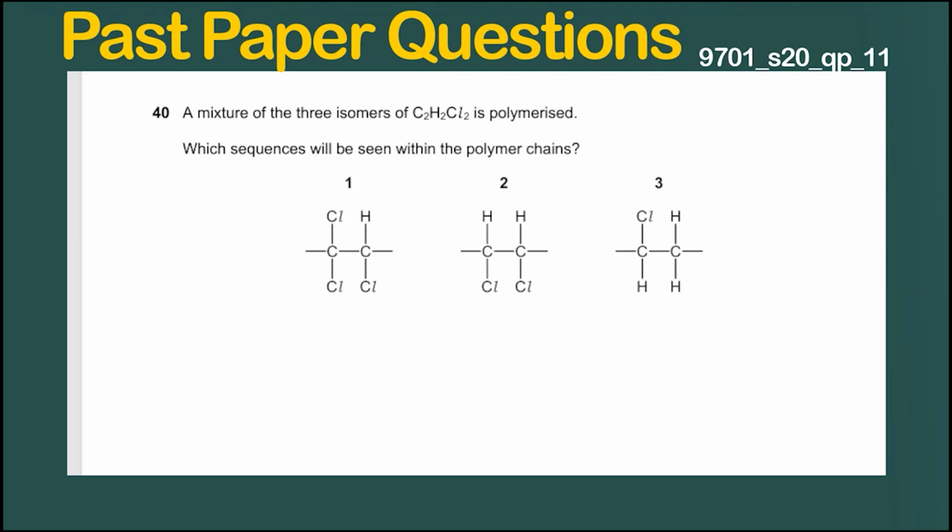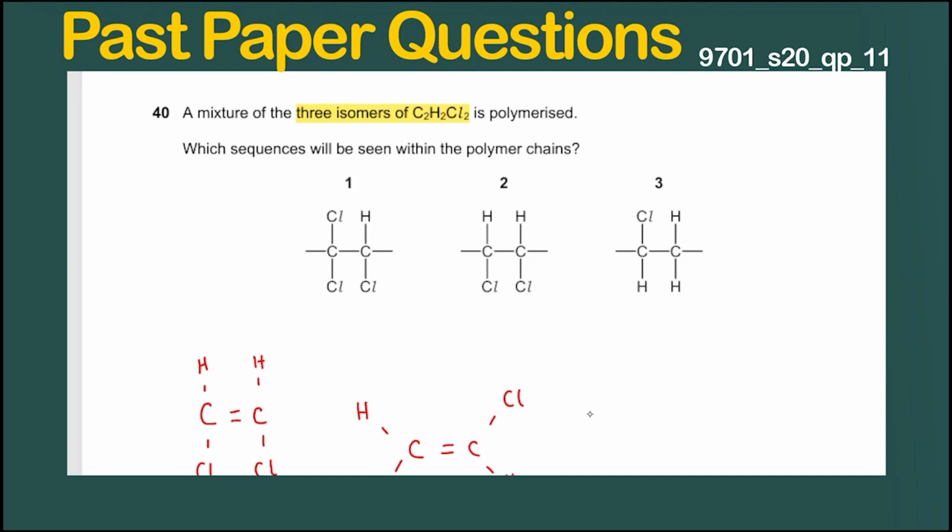A mixture of three isomers of C2H2Cl2 is polymerized. So first let's see which three isomers of C2H2Cl2 can form. Here we have the double bond. On both sides we have hydrogens, and on both sides we have Cl in this way. It is also possible that H is here and H comes here, Cl is here and Cl comes here. So that is giving you a trans molecule. This is cis alkene, this is trans alkene.